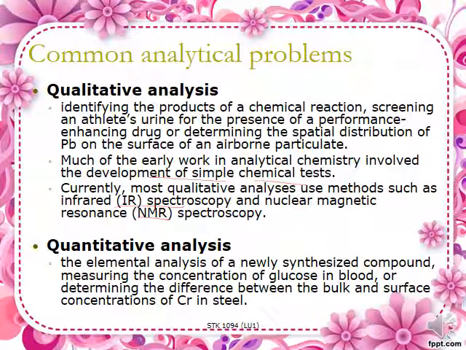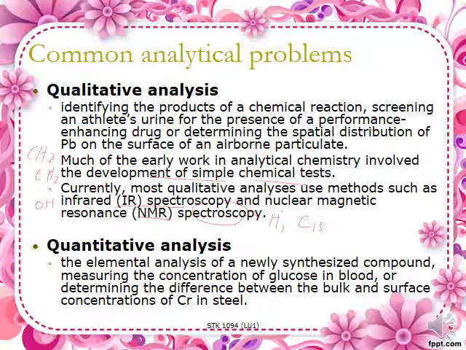NMR normally will determine the presence of proton, hydrogen, and also carbon 13 in a chemical sample. And then it will normally determine the functional group. Example functional groups are OH, hydroxyl group, CH3, CH2. So those are examples of functional groups.